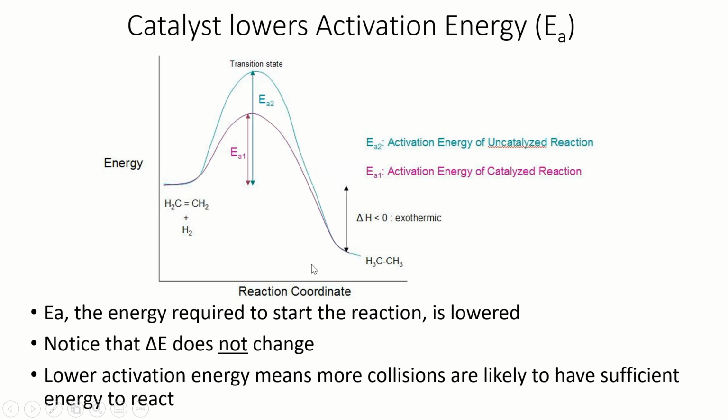Some things to keep in mind are that the reactants and products don't change, and the overall delta H or delta E for the reaction stays the same. The only thing that changes is the height of this peak in the middle. So the transition state changes, which changes the activation energy. And when we lower the activation energy, that's going to make the reaction faster. The reason is that if we lower the activation energy, more of those collisions are likely to have enough energy to react because you have just lowered the barrier. So now a greater number of your collisions are going to be able to make it over that barrier.